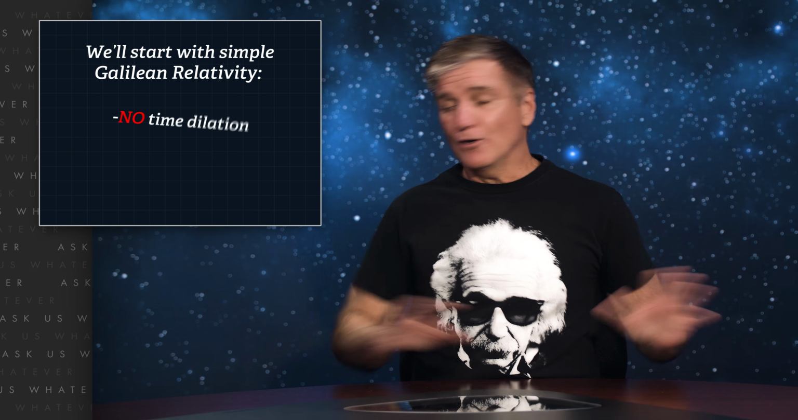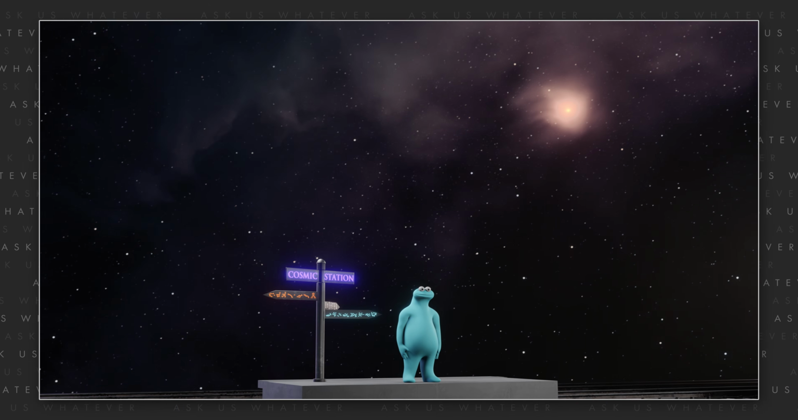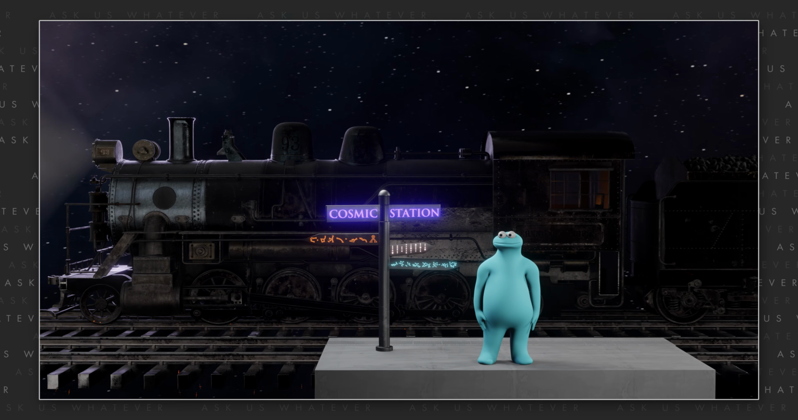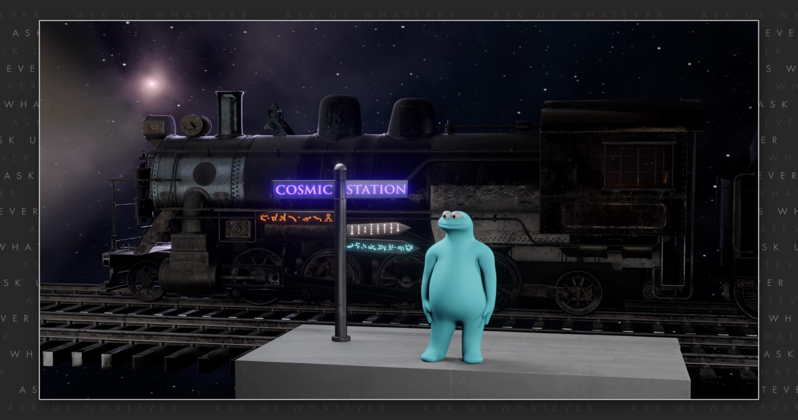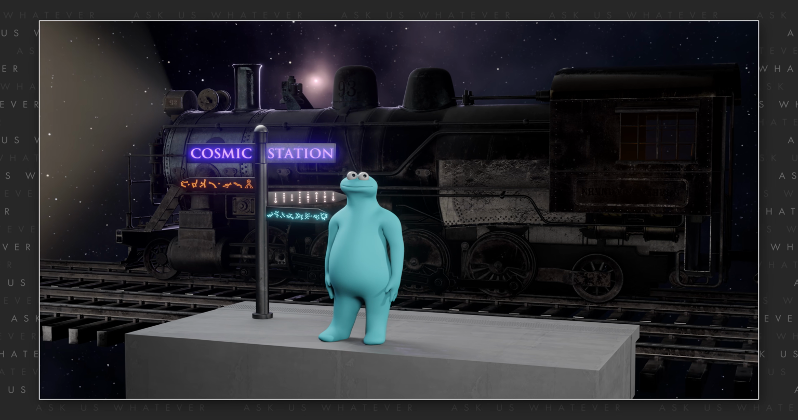So let's lay down a foundation and some definitions so we can develop a new model, and then we'll compare it to von Laue's special relativity formula. We'll start with simple Galilean relativity for now. That is, no time dilation and no length contraction. I generally use the label capital S to signify what I jokingly call the inertial reference frame of the cosmic train station. This represents the presumed stationary frame of the universe.